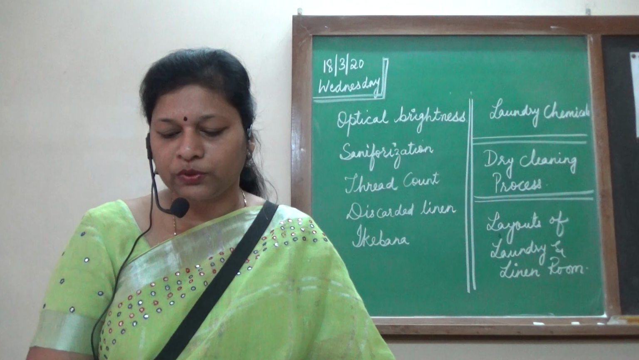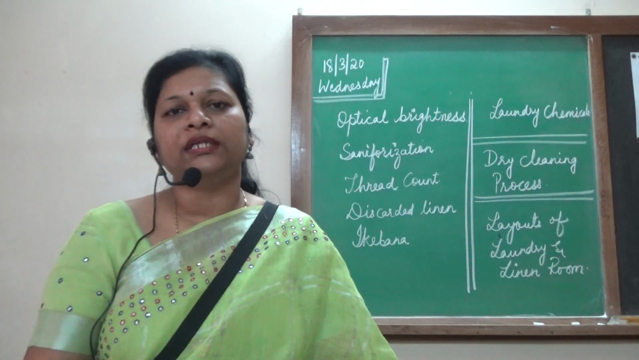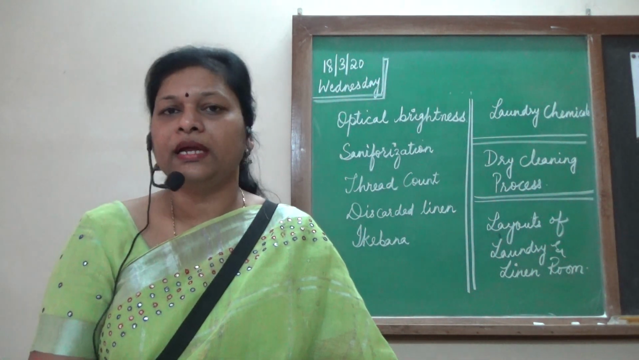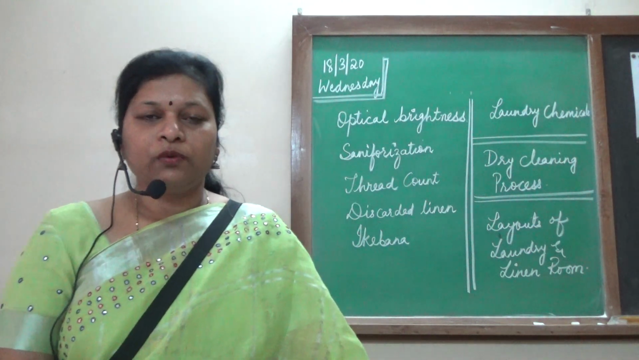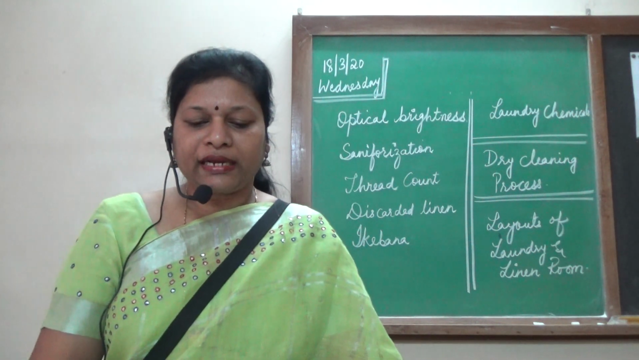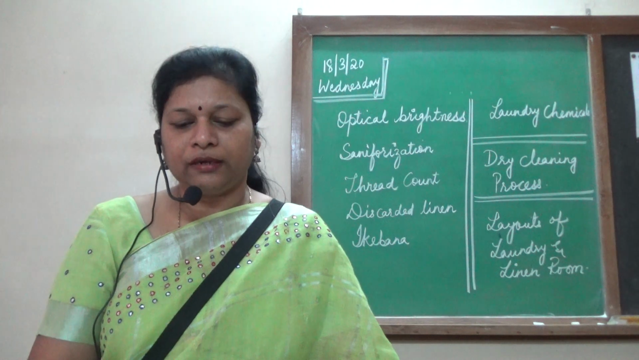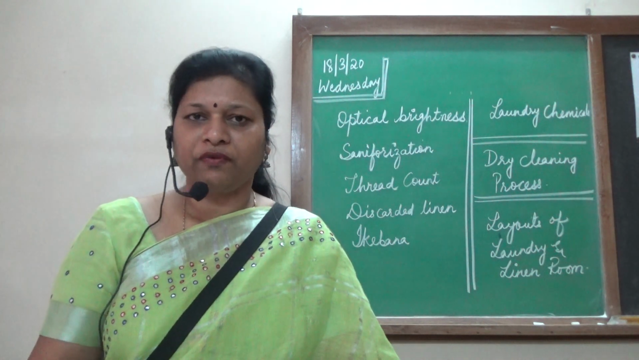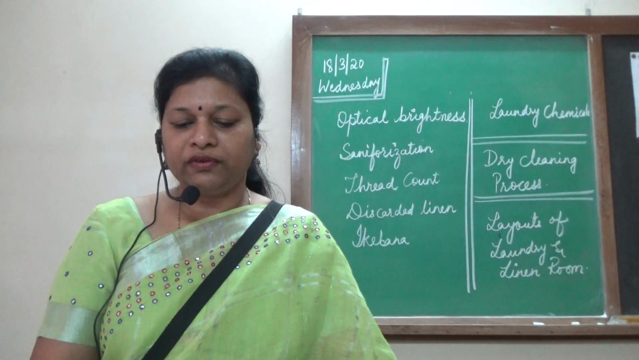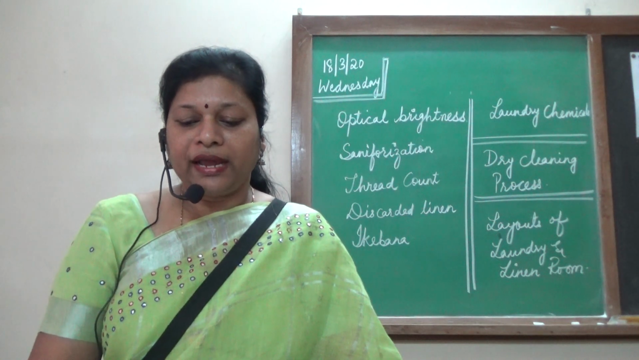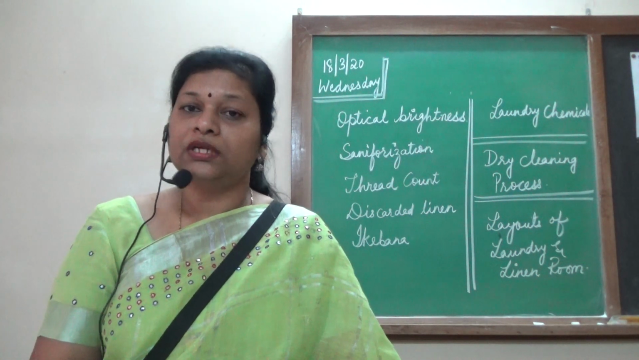But since this question carries 10 marks, you need to mention the entire procedure of how dry cleaning happens in a 5-star hotel. Coming to question number 7, what are the activities carried out in a sewing room of a deluxe hotel? The sewing room we have discussed already in the previous classes. This question asks to enlist 10 basic equipments used in the sewing room.